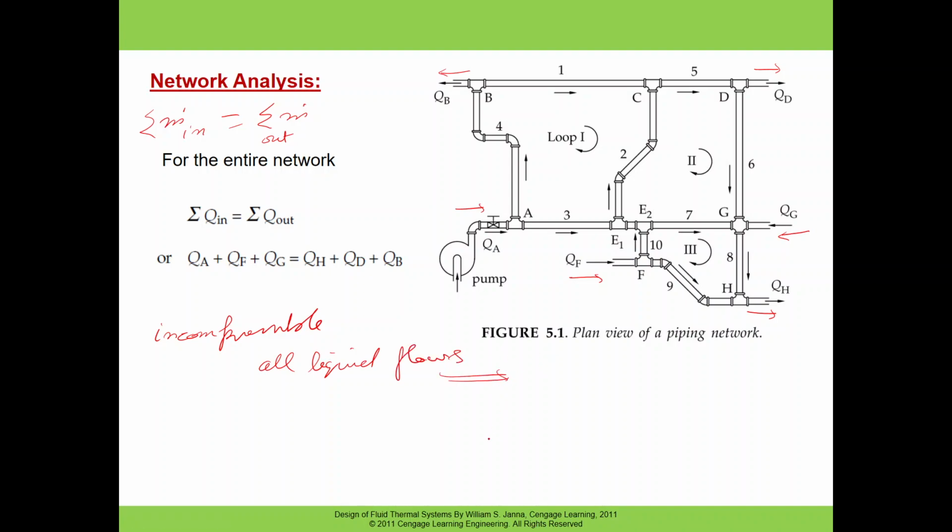Unless it is stated that the flow is compressible, for almost all liquid flows we consider that it is incompressible flow. There are some situations where it can be compressible, but those situations are very rare. So it is incompressible, and for that reason the mass flow rate in equals the mass flow rate out, and the density remains constant. So this is in and this is out. The density cancels, so basically the summation of Q in becomes the summation of Q out.